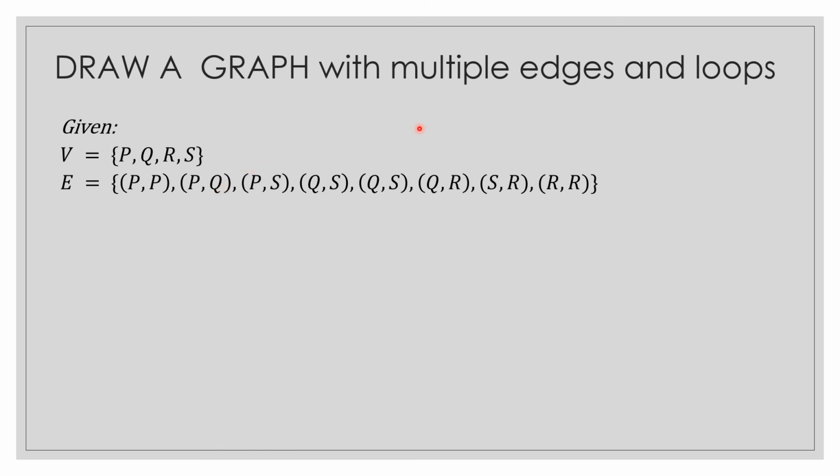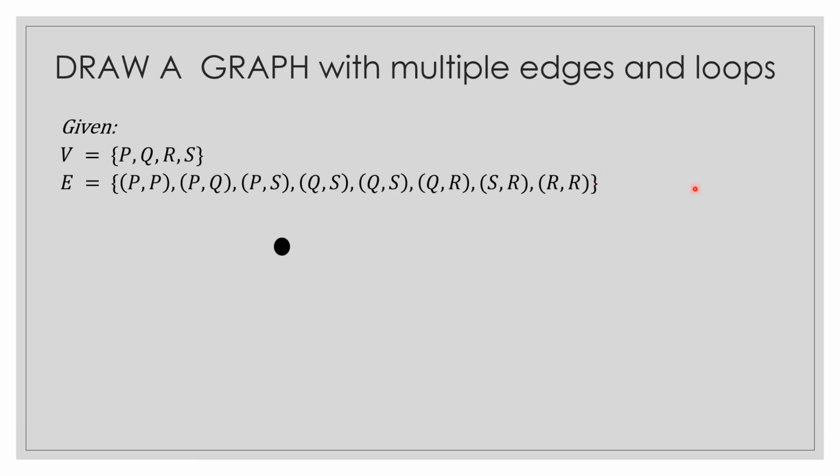How about a graph with multiple edges and loops? Let's look at this example. The set of vertices here is P, Q, R, S, only 4 vertices. And for the set of edges, you have PP, so this is a loop. And you have PQ, PS, QS, QS. So you find that there are 2 QS, which means there are multiple edges. And then you have RR, so another loop. So you have 2 loops, one at vertex P and another at vertex R.